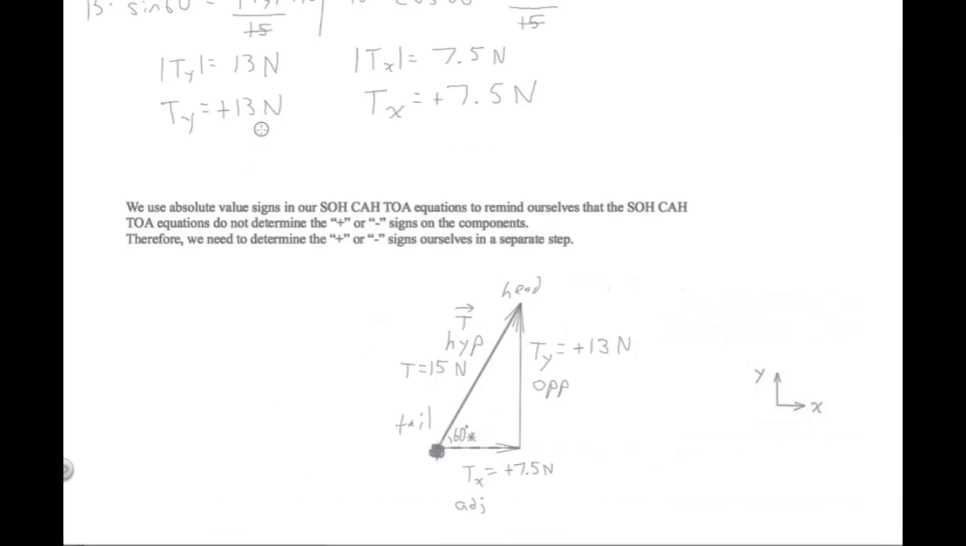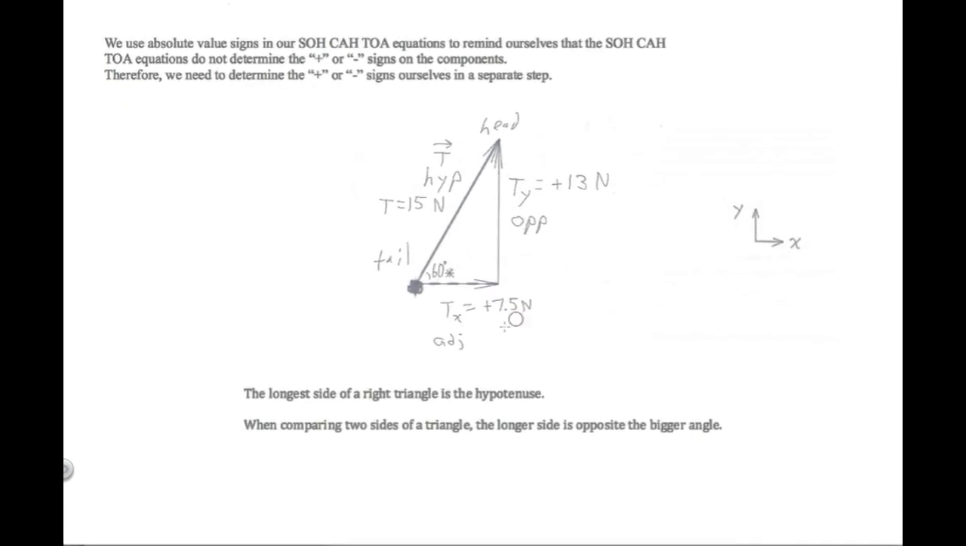Let's pause to ask if these components make sense by building them back into our triangle. So I've taken this number of 13 newtons and built it into the triangle as the y component. And I took the number of positive 7.5 newtons and built it into the triangle as the x component. And now we can use these rules to make sure that our components make sense. The longest side of a right triangle should be the hypotenuse. So let's check that this number is longer than the other two sides, and it is. 15 newtons is longer than the other two sides of 13 and 7.5. So that checks out.